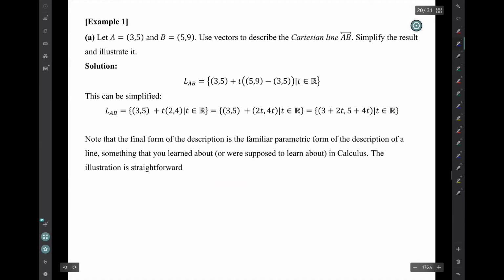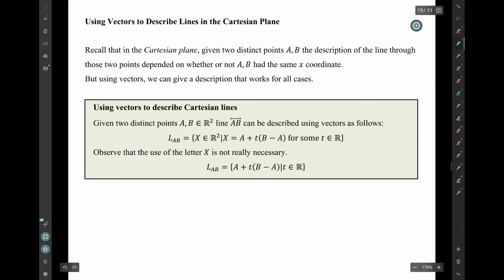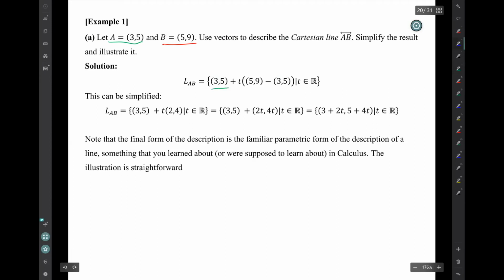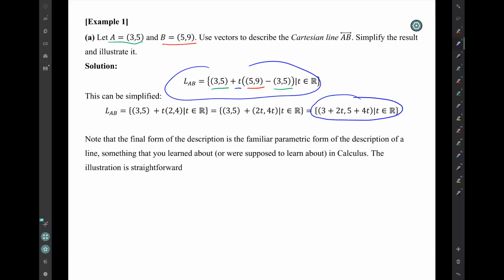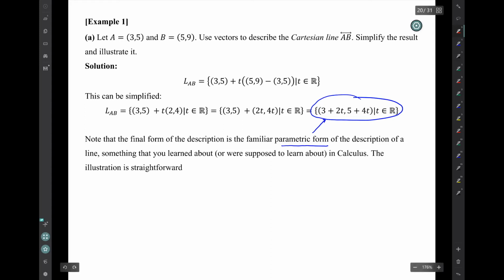numbers. So for example, let's let A be the point (3, 5) and let's let B be the point (5, 9). Use vectors to describe Cartesian line AB and simplify the result. Well, we just go up and get this formula, the set of all A plus t times B minus A, and we just build that. The set of all A plus t times B minus A. And that's it. There's our description of the line. Now that can be simplified. It can be simplified to this form. Now you might recognize that. That's the parametric form of the description of a line. The set of all points that have x equals 3 plus 2t and y equals 5 plus 4t, where t is a real number. We can illustrate that fairly easily.